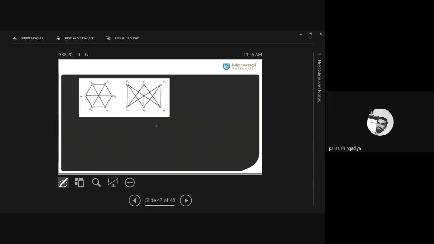Okay, all of you try it and reply with your answer in the chat box. Okay, it will be an isomorphic graph. Is it isomorphic? Is it not isomorphic? If you are still confused, please ask.